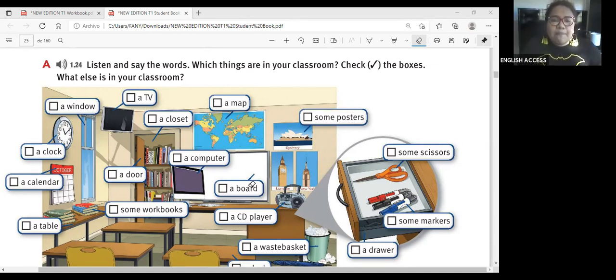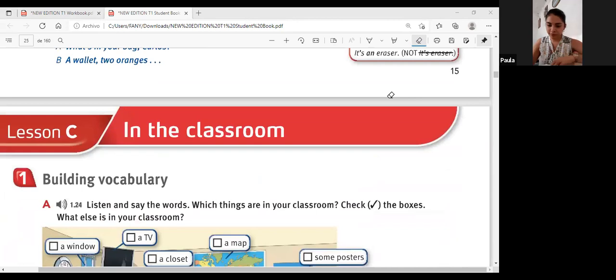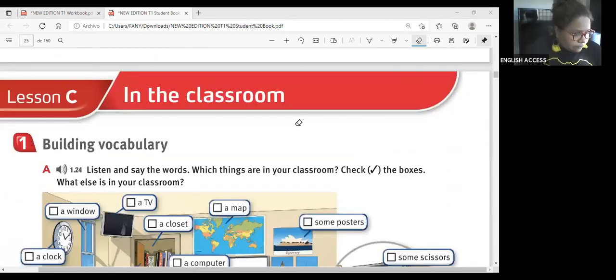Look at the picture. We're gonna listen to the audio, and we're gonna repeat the pronunciation, okay? Just let me find the audio, because I always forget. Okay, it's page 16, exercise 1A. Page 16, lesson C, in the classroom. 1, building vocabulary. A, listen and say the words. Which things are in your classroom?